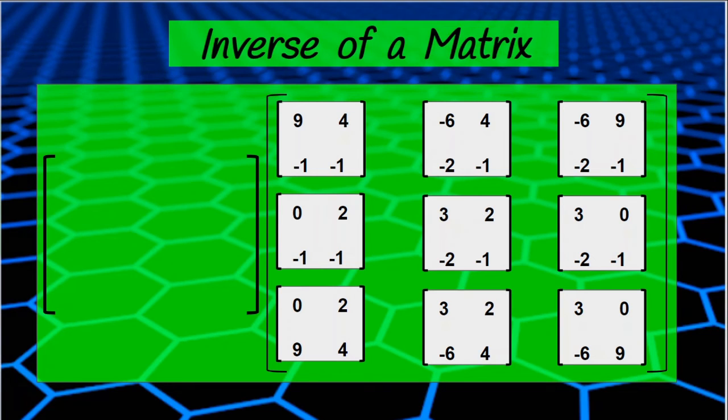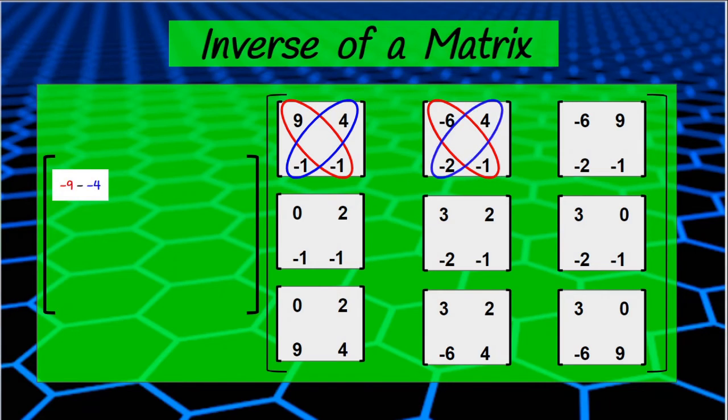We use the normal procedure for finding the determinant of any 2 by 2 matrix. So we take our leading diagonal, 9 and minus 1, we multiply the values. Then we take the second diagonal, 4 and minus 1, multiply the values, then we subtract them. We do this for the next one. We take minus 6 and minus 1, multiply to get 6. Then minus 2 and 4, we multiply to get minus 8. Then we subtract this.